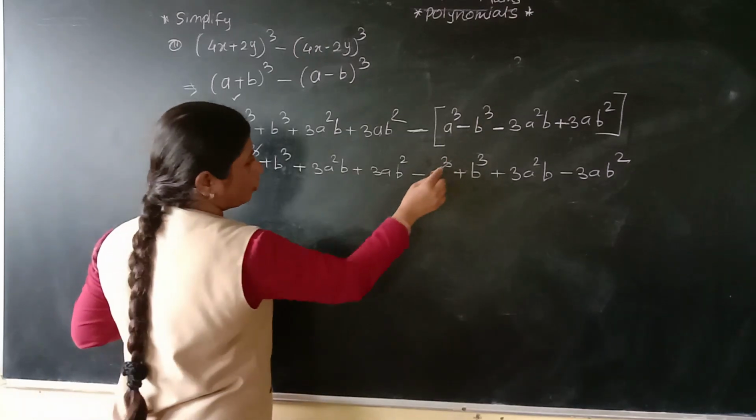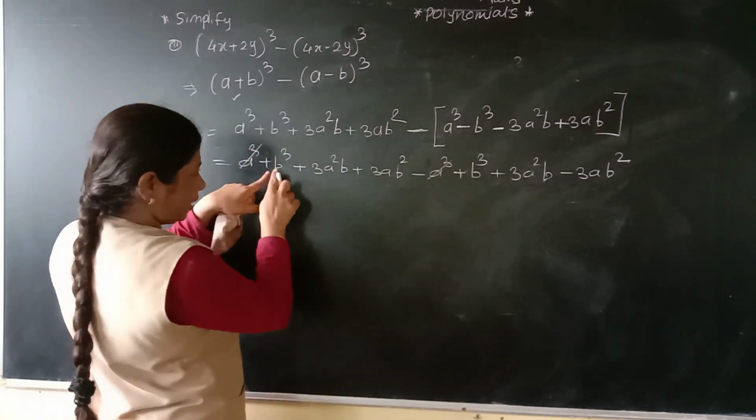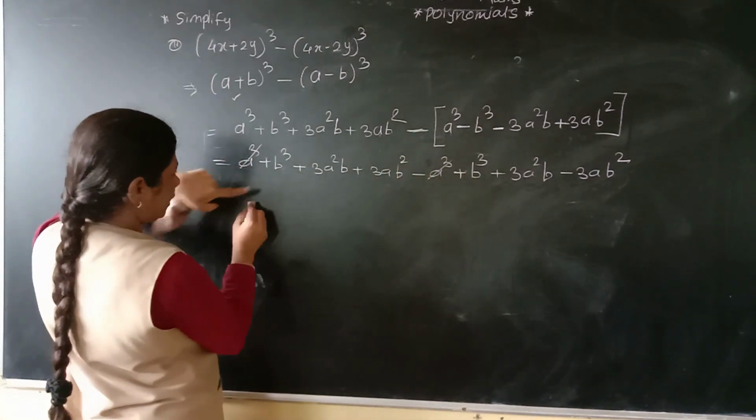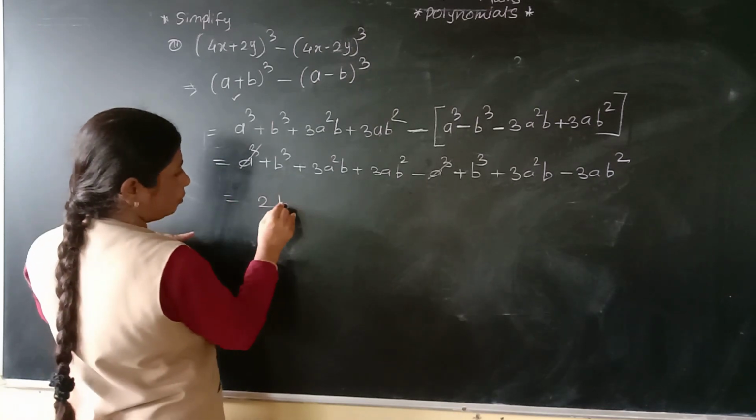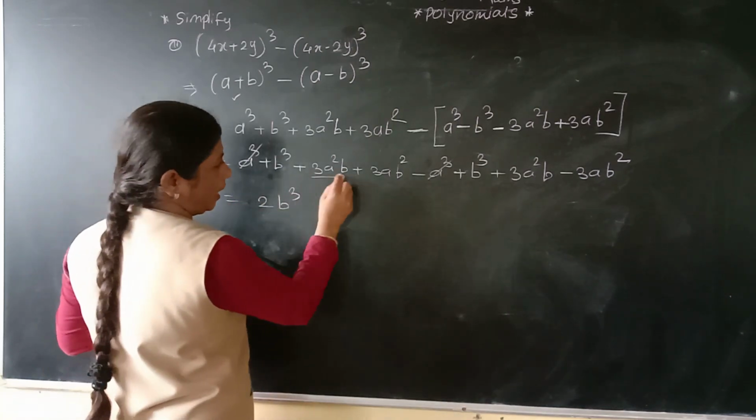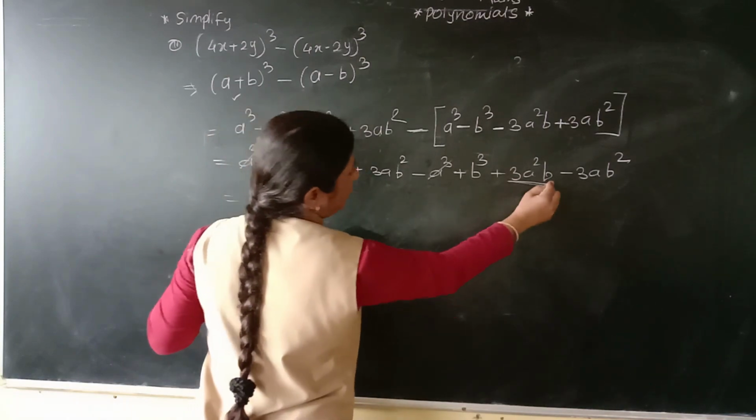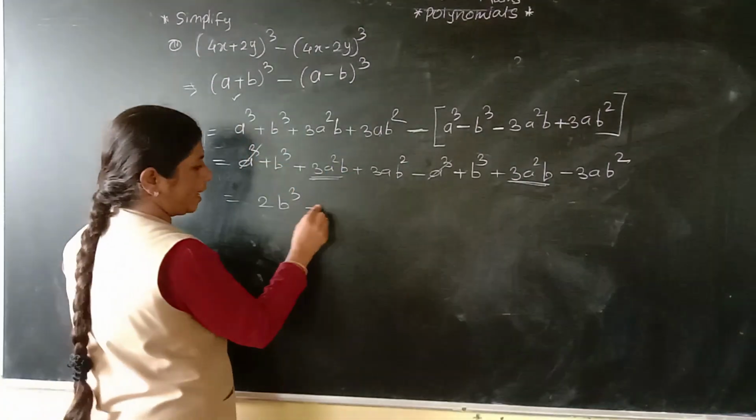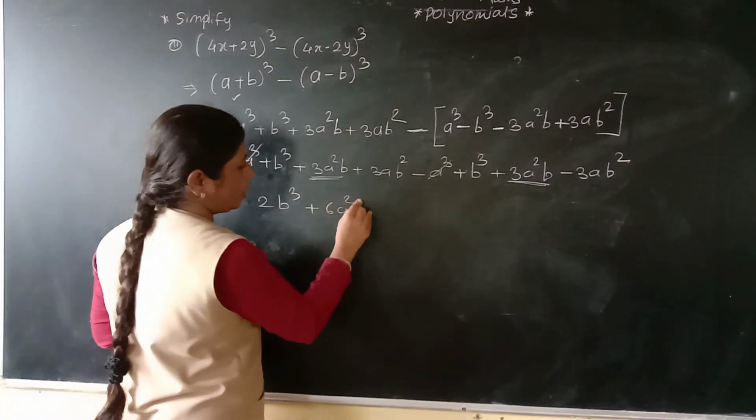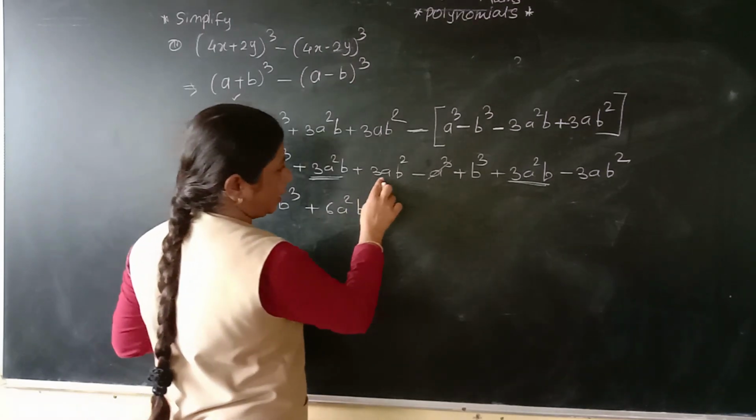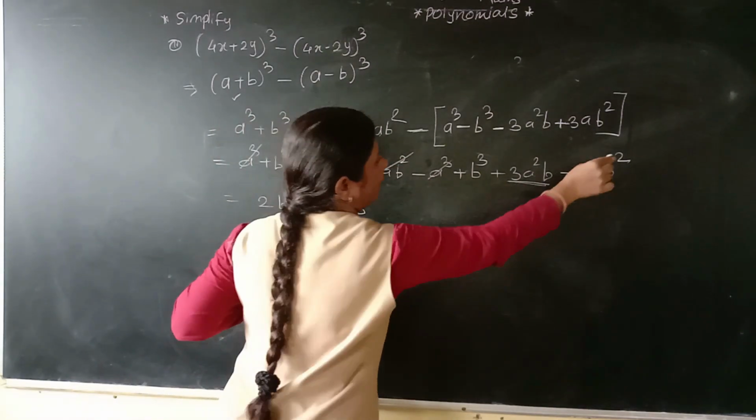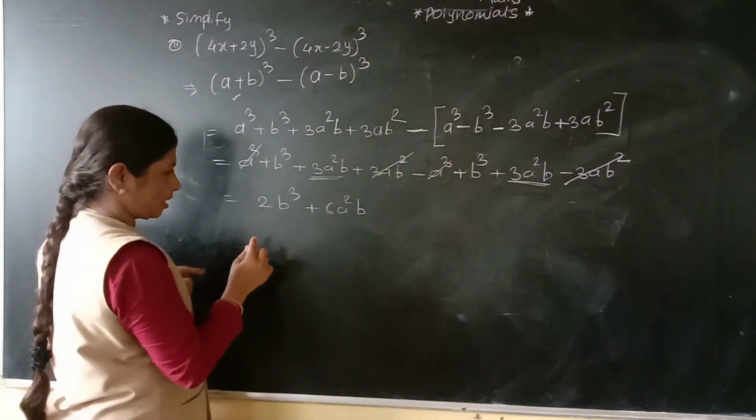A cube will get cancelled. Then this b cube and this b cube will add here. So 2b cube. Then 3a square b and this 3a square b both are positive, so we will add. So 6a square b. Then 3ab square minus 3ab square will get cancelled. So you will get this answer.